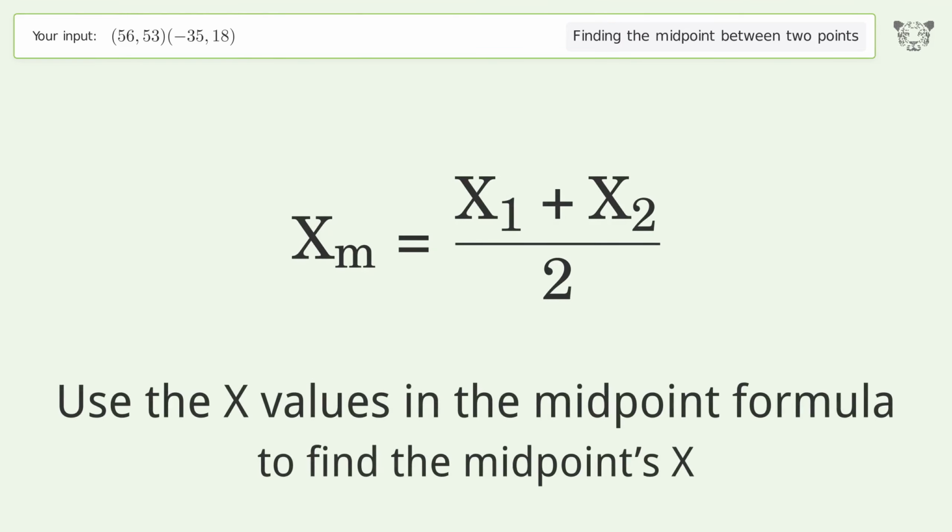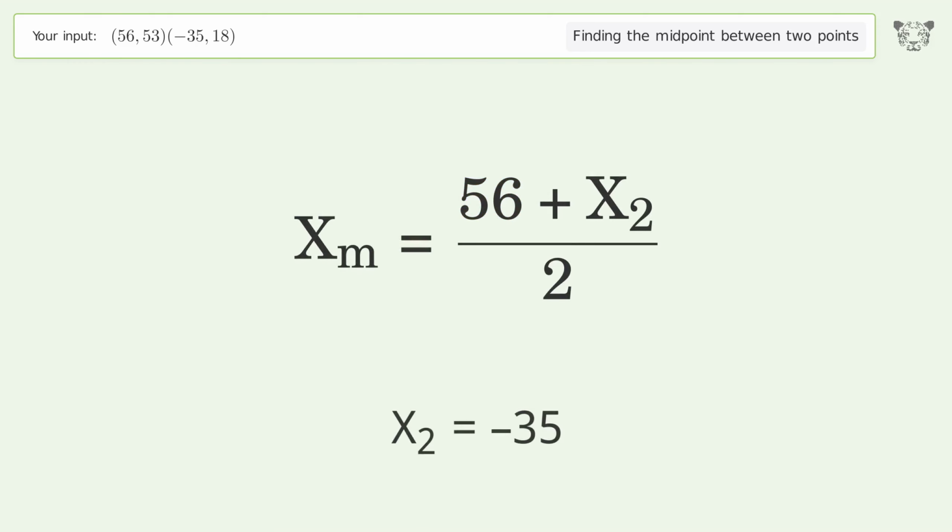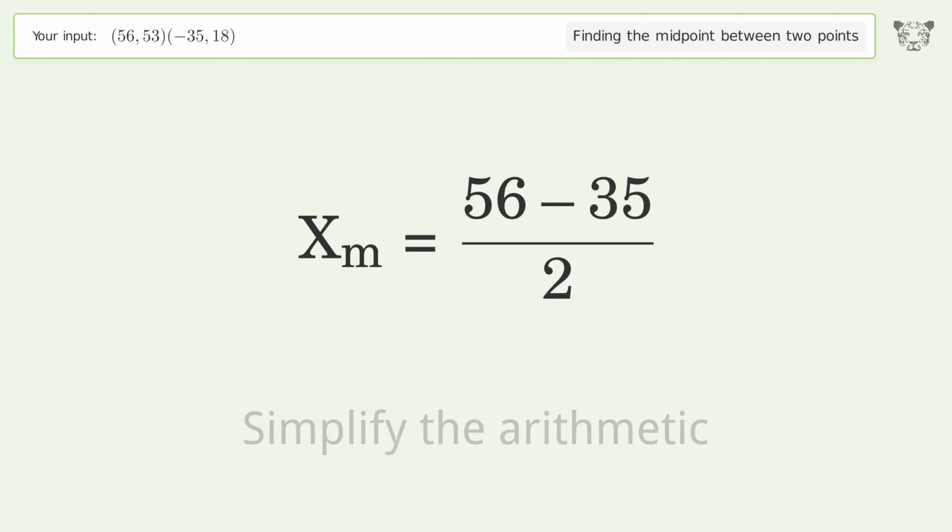Use the x values in the midpoint formula to find the midpoint's x. x1 equals 56. x2 equals negative 35. Simplify the arithmetic.